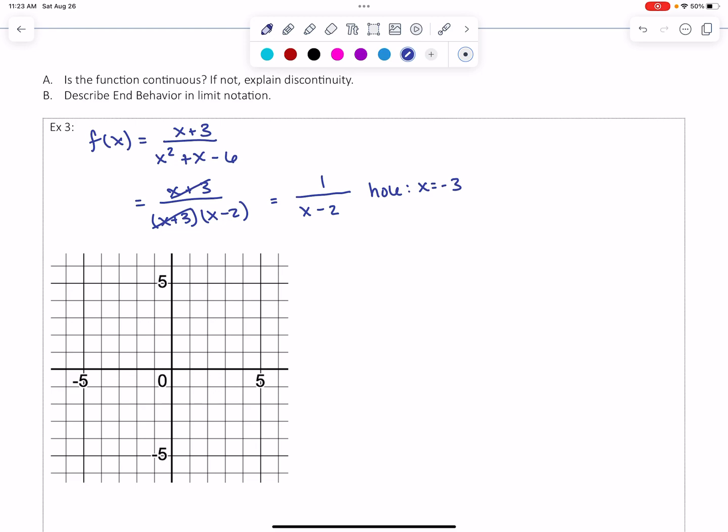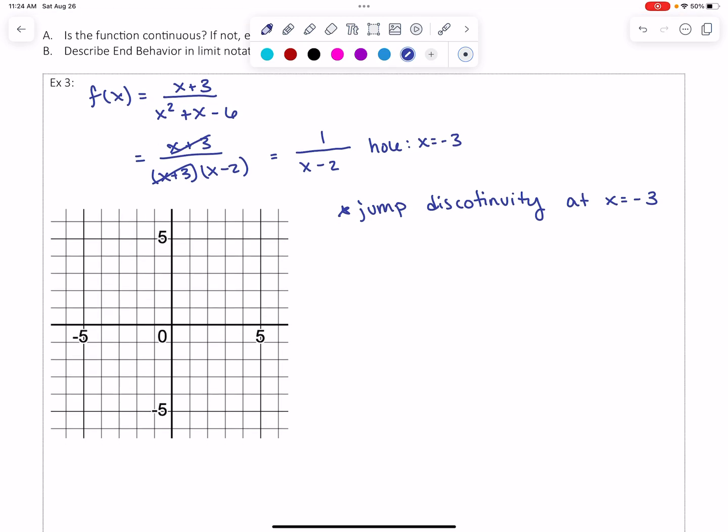And now, we might not use the term hole. We would probably use the term, hey, we have jump discontinuity at x equals negative 3. And you can simply just say that, right? They probably on the AP test are looking for that. But let's talk about it in terms of limits and get used to our limit notation on this one.